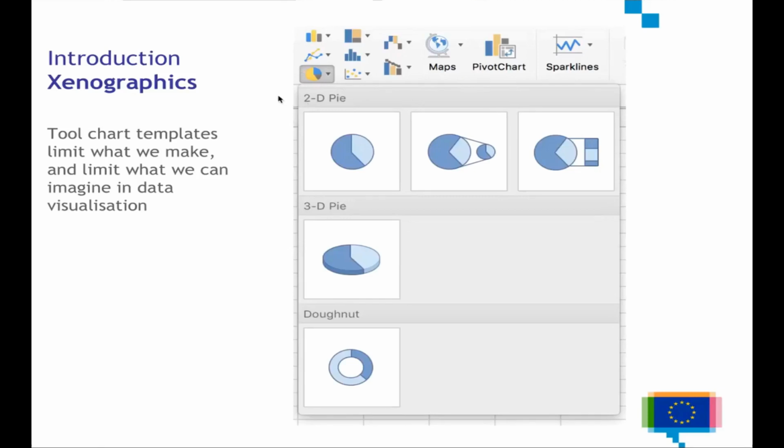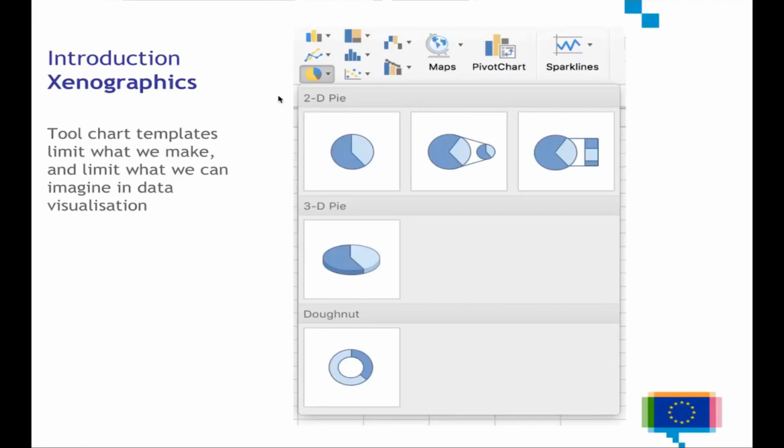And I think that these templates that tools offer limit a little bit what kind of visualizations we can make, but also limit our imagination of what we could do with our data, or in what ways we could visualize our data.